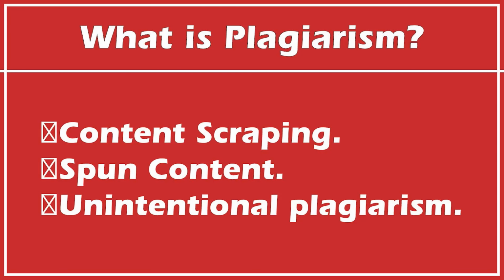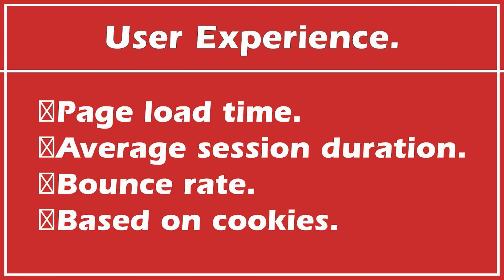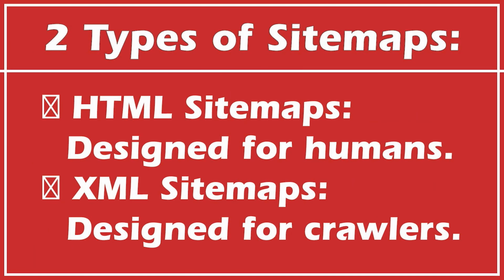What is plagiarism? Content scraping, spun content, unintentional plagiarism. User experience: page load time, average session duration, bounce rate, based on cookies. There are 2 types of sitemaps: HTML sitemaps, designed for humans; XML sitemaps, designed for crawlers.